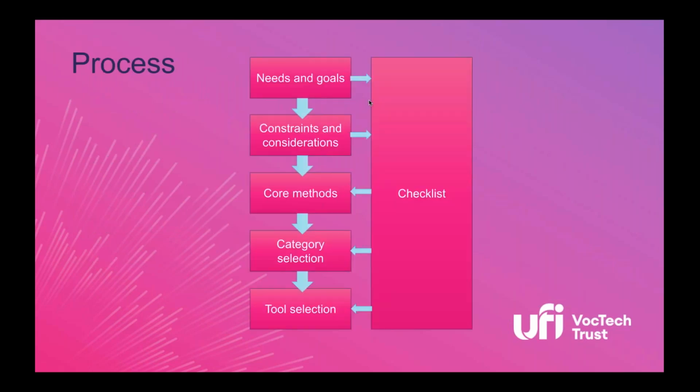Here's the process. Identification of needs and goals, identification of what I call constraints and considerations. The idea is that your identification of needs and goals and constraints and considerations helps you compile a checklist, and the checklist then informs the next 3 sections. I will actually only be going through the first 2 sections fairly briefly because we need to get to the nitty-gritty.